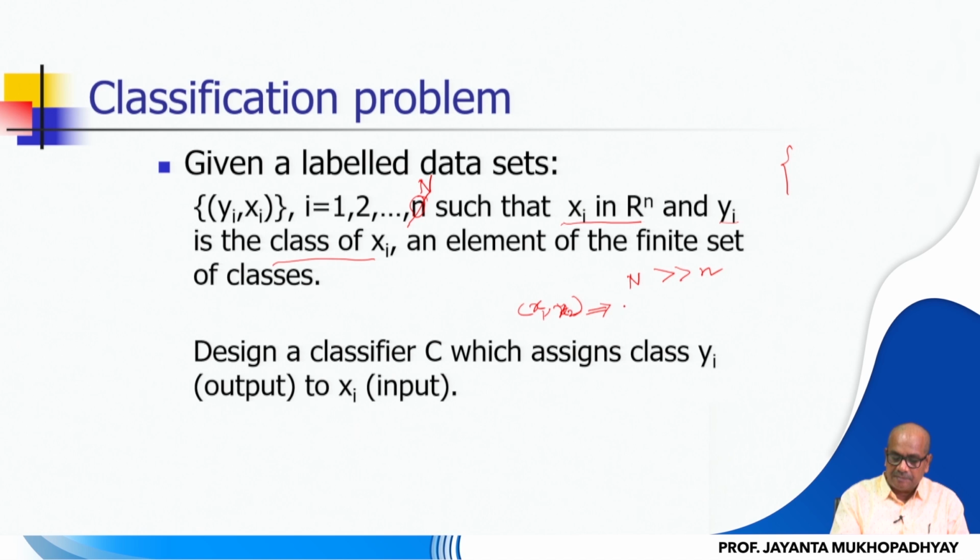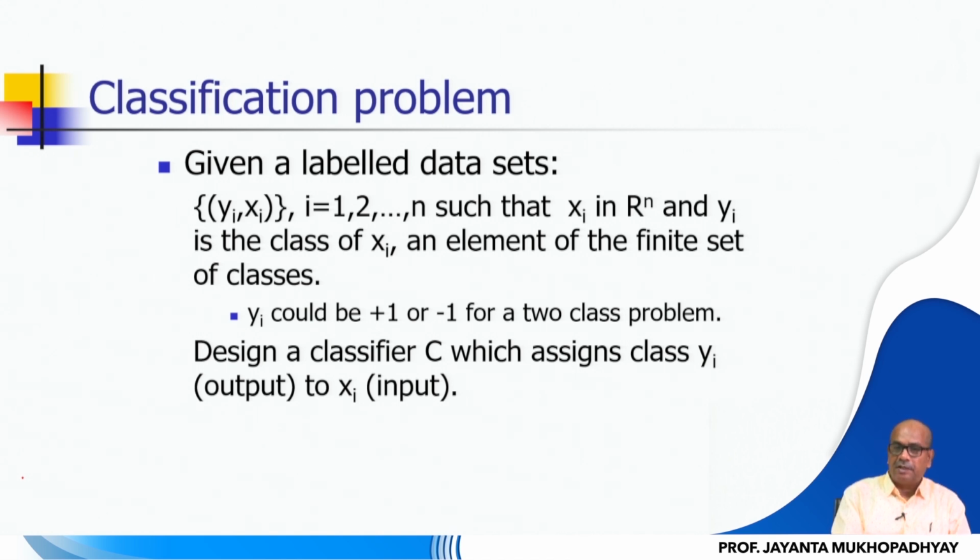Say this is the first training sample, with label y1, and we can have such a number of samples, say the Nth sample, and then the Nth label. So though the dimension is 2, N could be very large. You can have hundreds of samples, thousands of samples, millions of samples like this. So your objective is to design a classifier C which assigns class yi to xi. That is your objective to solve this problem.